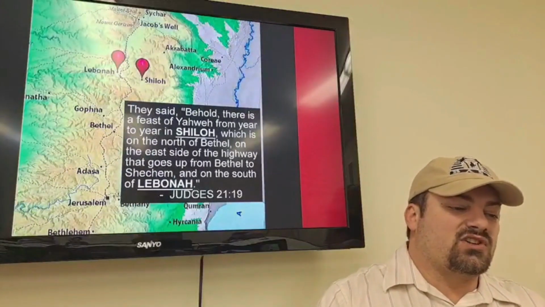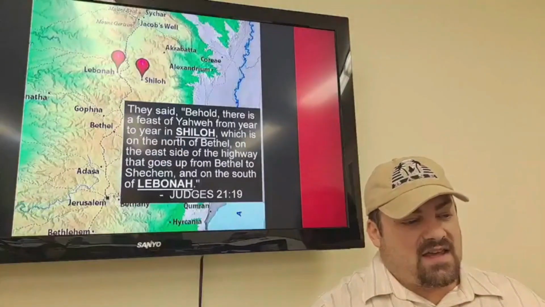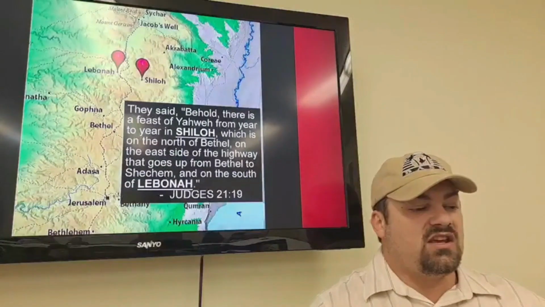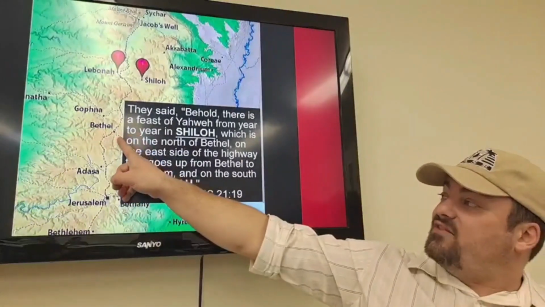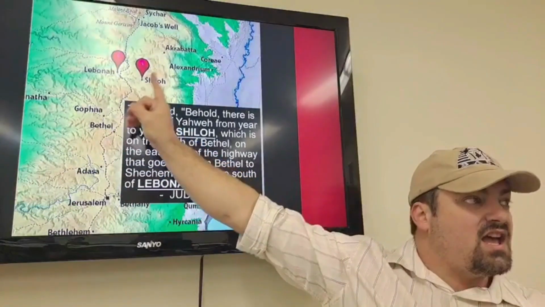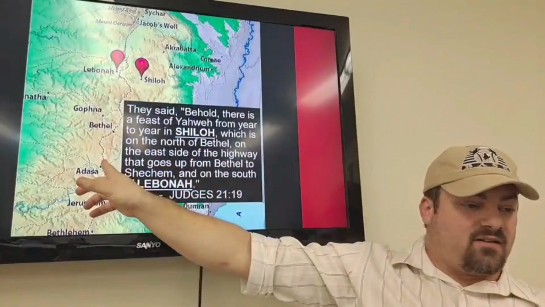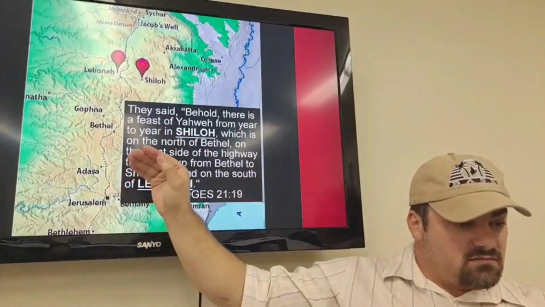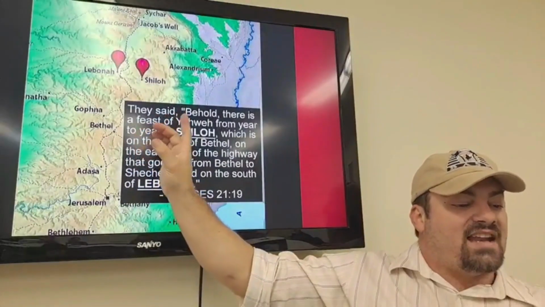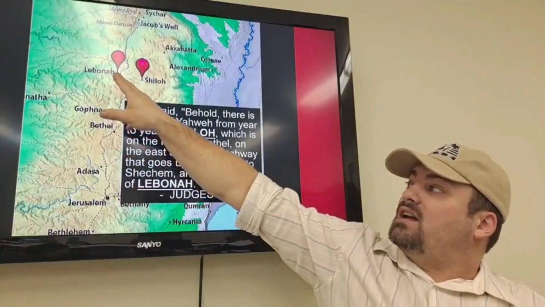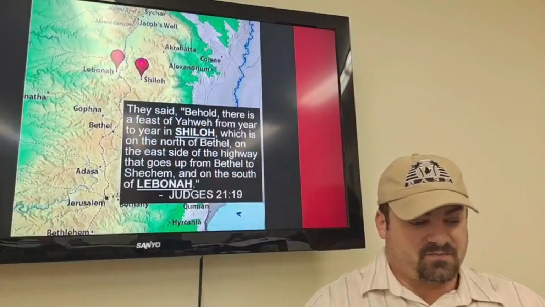Judges chapter 21 verse 19 said, "They said, Behold, there is a feast of Yahweh from year to year in Shiloh, which is on the north side of Bethel." Okay? It's on the east side of the highway. That's the highway there. And then it's on the east side of the highway that goes up from Bethel to Shechem. And on the south side of Libnah. And right there's Libnah. And here's this little place of Shiloh.